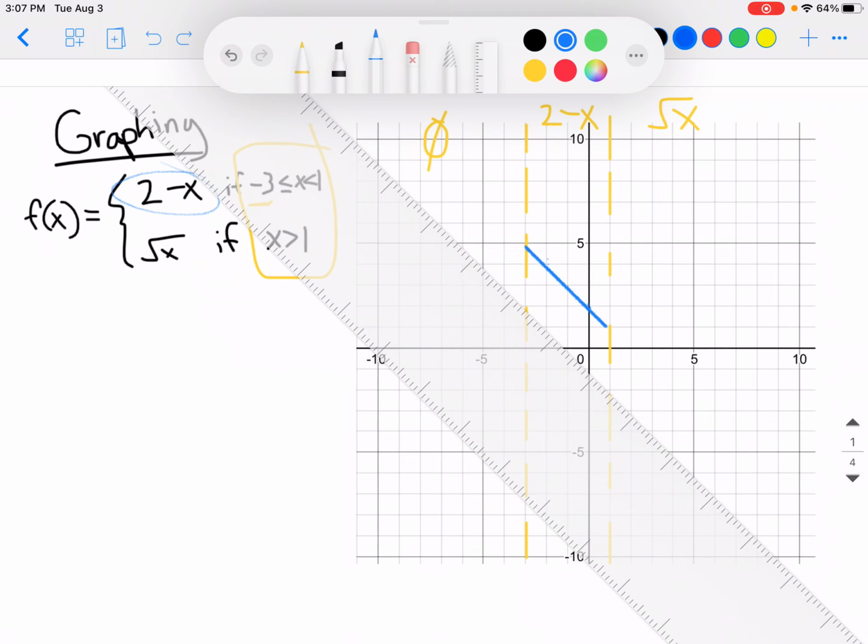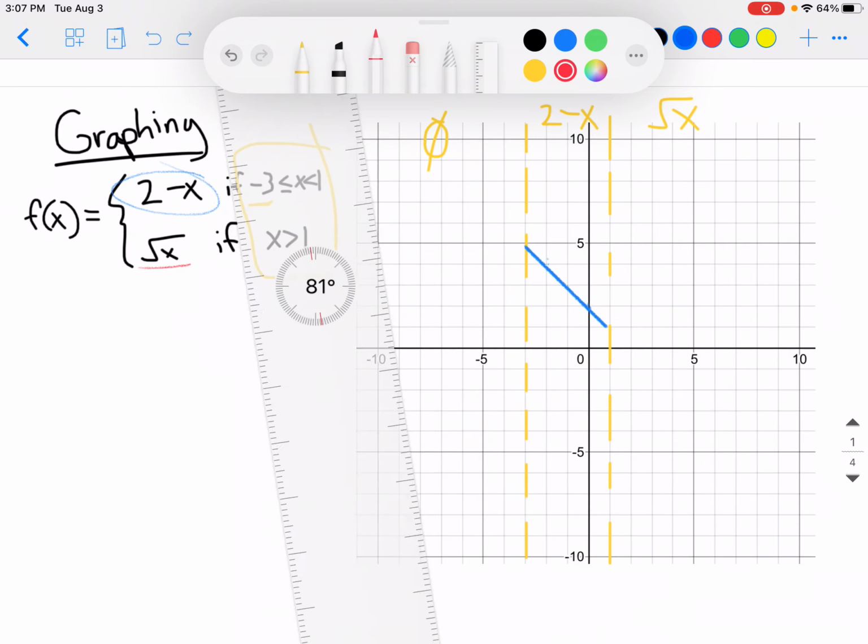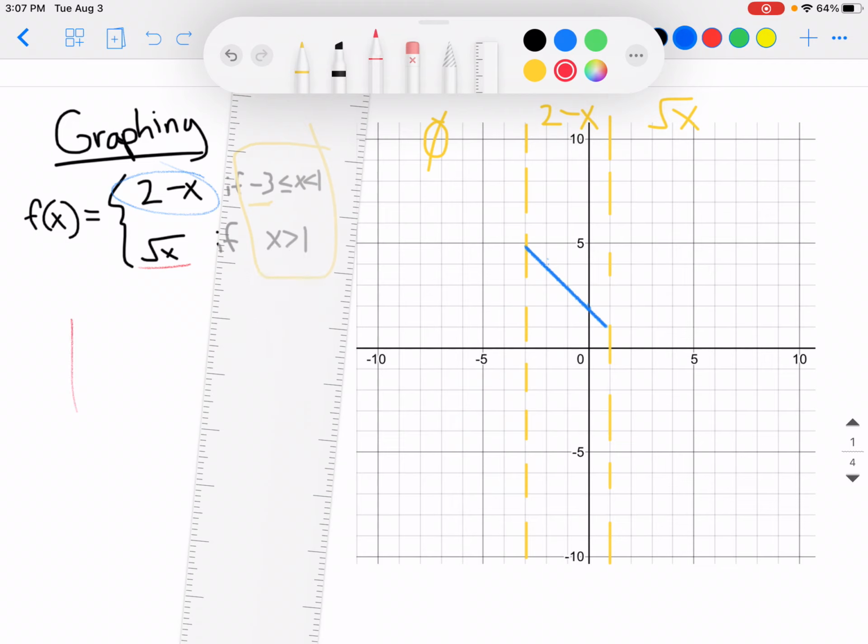Next, I need to graph the square root of x, and I'm going to do this in red. So the square root of x, that's going to look something like this right here. So it has a point at 0, 0, a point at 1, 1, and then it has a point at 4, 2, and then 9, 3, I should say. 9, 3, right there.